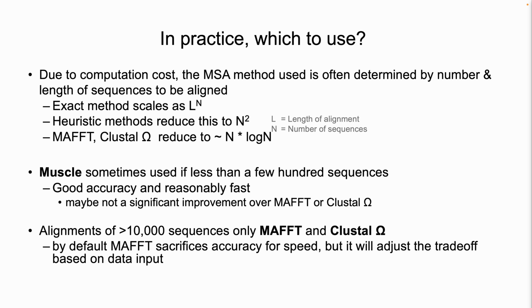In practice, which one do you use? The reason MAFFT, Clustal, and MUSCLE to some extent get used is because they're fast and they do good enough. MUSCLE, I would say, on smaller data sets still gets used pretty regularly because it's quite accurate. If you have thousands of sequences, MAFFT and Clustal Omega get used. I would say MAFFT and Clustal Omega are the 2 most common that I see in papers that I'm reading.